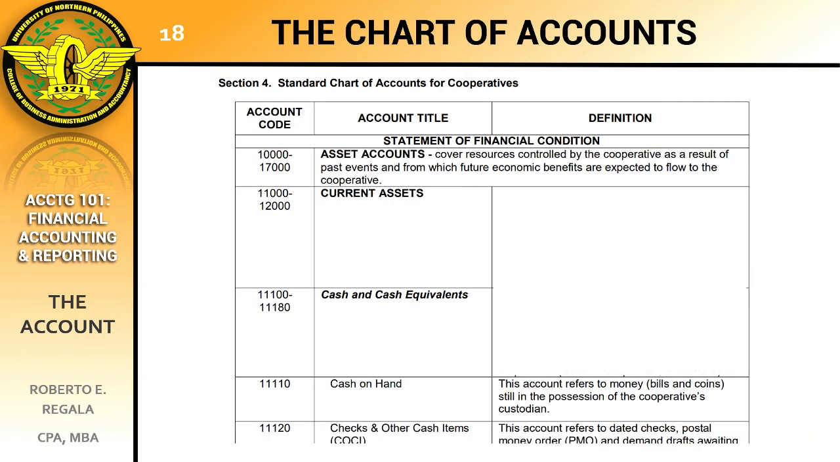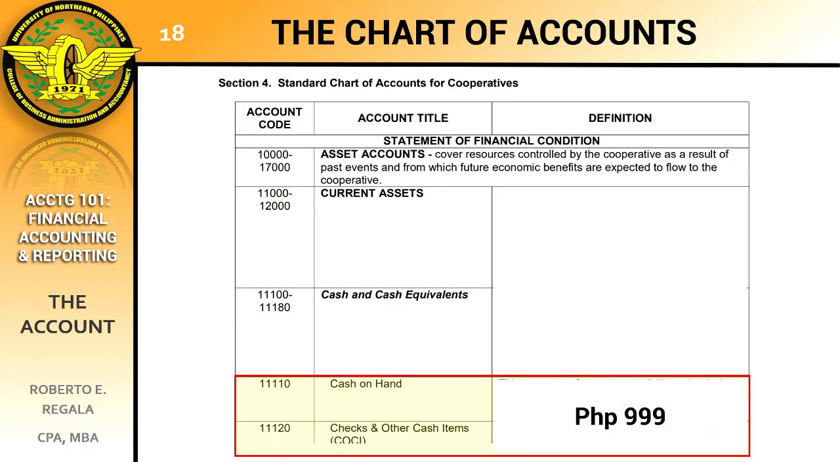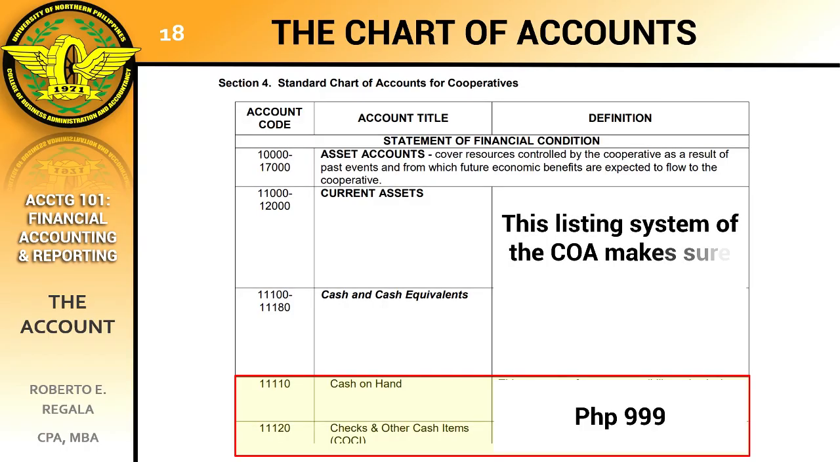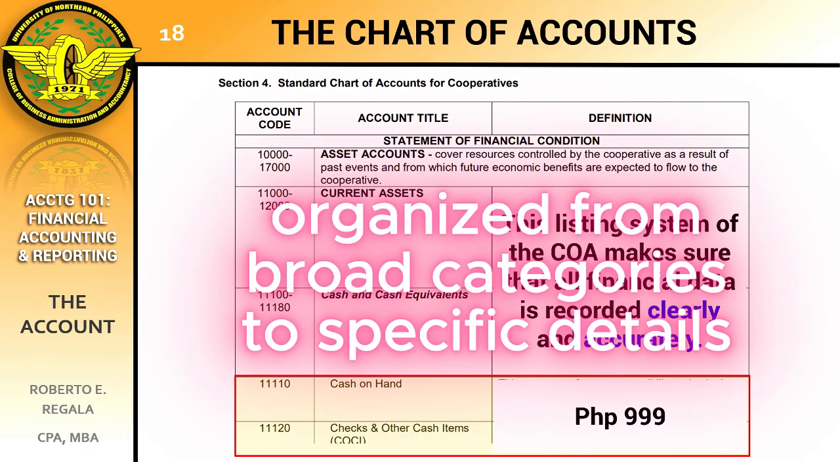Finally, at the lowest level, you have the individual accounts, which record every single transaction that happens. They're like the most detailed records that fit into all the higher categories. These accounts are listed in the general ledger and carry the amounts of the transactions. In summary, this listing system of the chart of account makes sure that all financial data is recorded clearly and accurately. It is organized from broad categories to specific details, allowing businesses to track their financial performance and position over time.